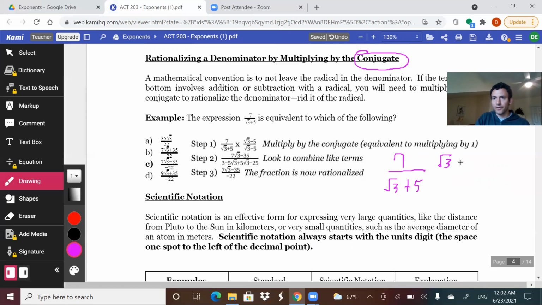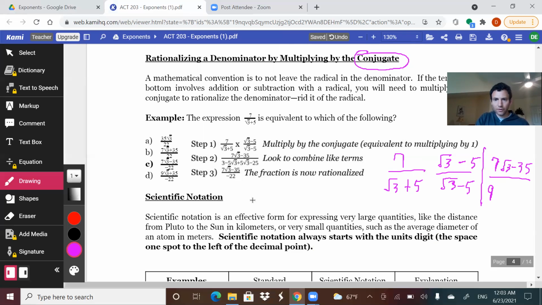Or no, it would be root 3 minus 5 over root 3 minus 5. So that's the same as multiplying by 1. And when you do that, what you get on the top is 7 root 3 minus 35. Sorry, I know it's a little tight there.